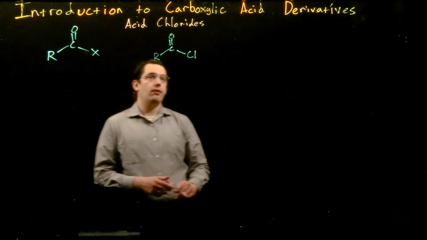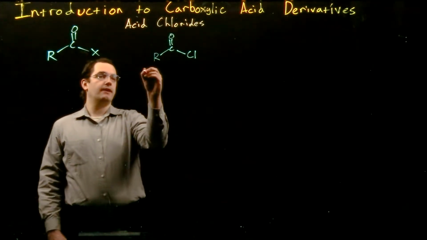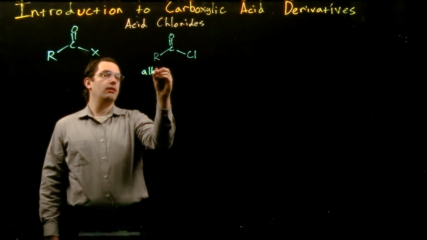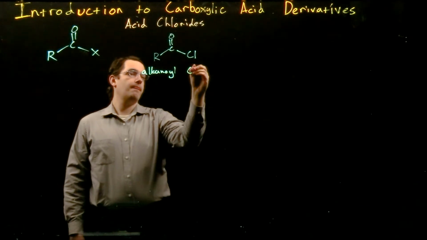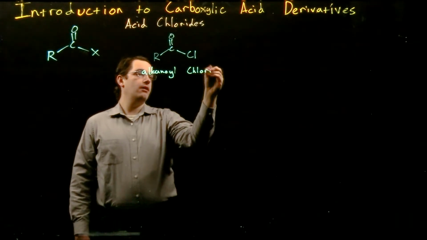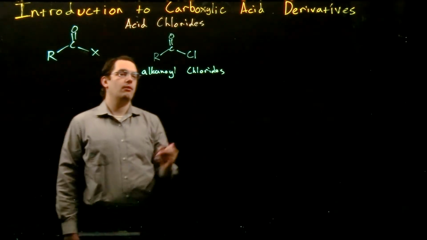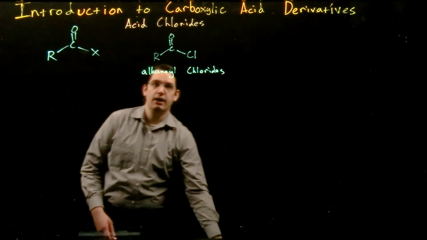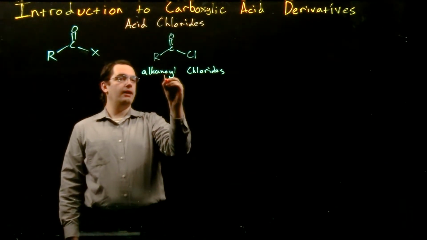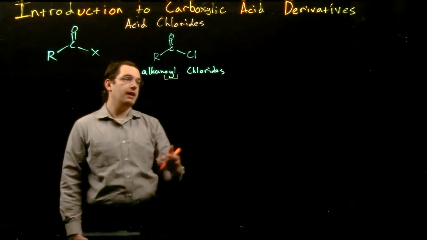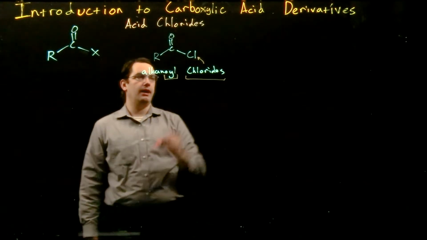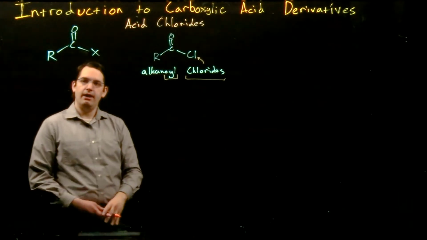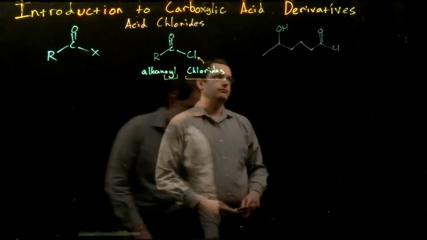For our acid chlorides, we're going to name these as alkanoyl chlorides. So instead of that oic acid ending, we're replacing that with essentially our oyl ending instead of the oic ending. And then of course we have the chloride there, indicating the presence of our chloride in our molecule.